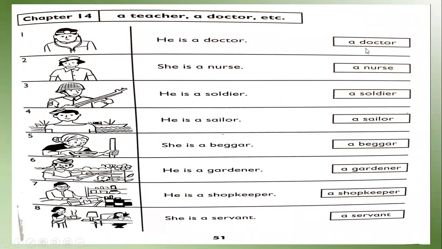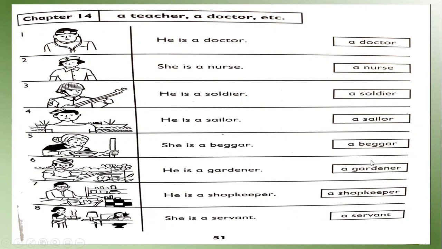Again, see this page. Look, a doctor, nurse, soldier, sailor, beggar, gardener, shopkeeper, servant. Here, doctor is a professional. It's a profession. They studied a lot, 5 to 10 years. They studied a lot, and then they get the degree of doctor, and then they earn money. Nurse needs no higher education. They need the training. Like soldiers, they also get higher education and also the training.